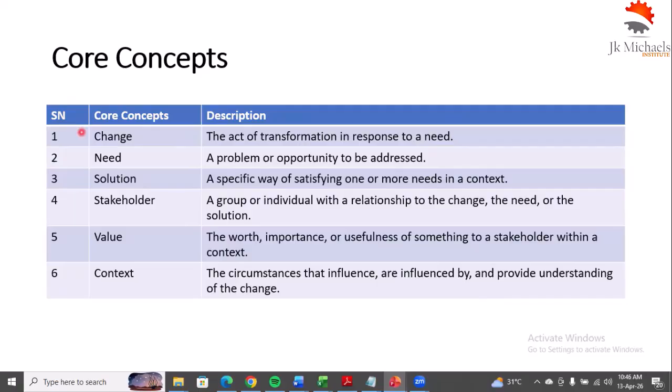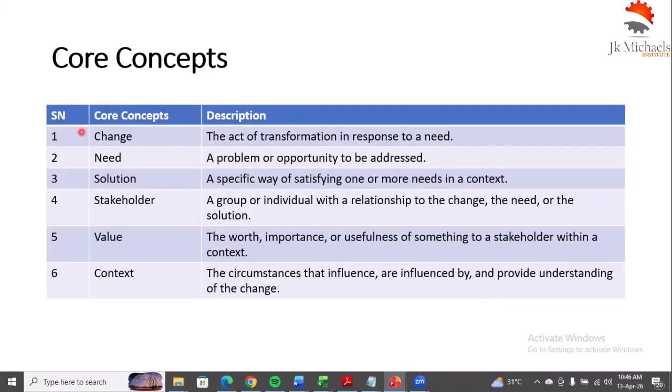The stakeholder: people who have a relationship with the change, the need, or the solution. So a stakeholder will be affected, impacted, or involved in the change, right? Defining the need, recommending or using the solution. That's a stakeholder, right? So in the examples we gave, the people who will produce the solution, the people who will provide information on the need and its details, they are all stakeholders.